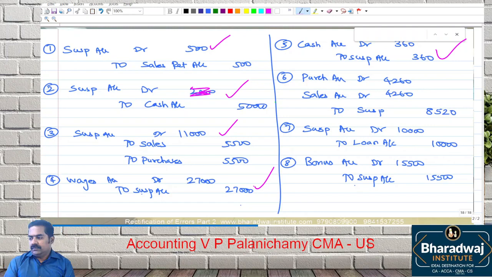Cash la கம்மியா போட்டிருக்கும். Cash account will have a debit balance. When it is entered less, you debit further. Cash account debtor to suspense account. It is an error affecting only which account? Cash account. Next part.